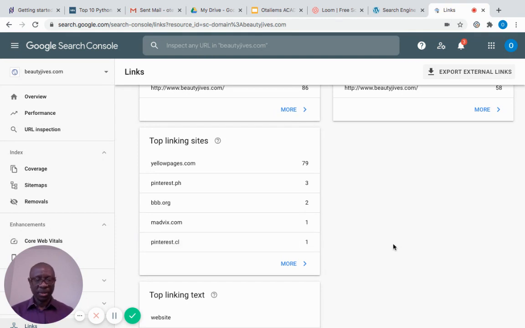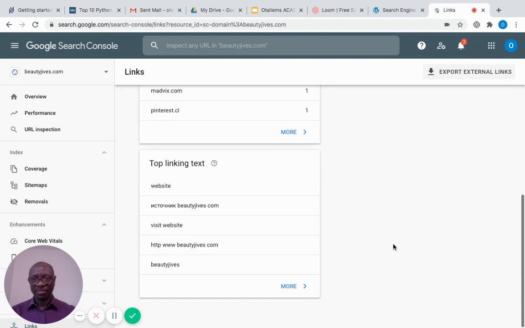That's why this is very, very important. And the top linking sites, it's telling you the top linking sites on your website. This will also help you in your optimization process, so that's why it's absolutely important. I think I have actually exhausted most of that.